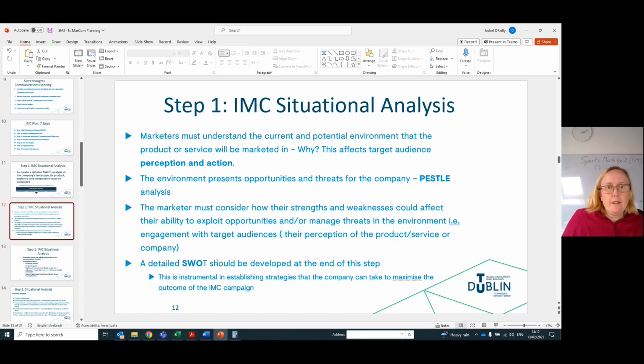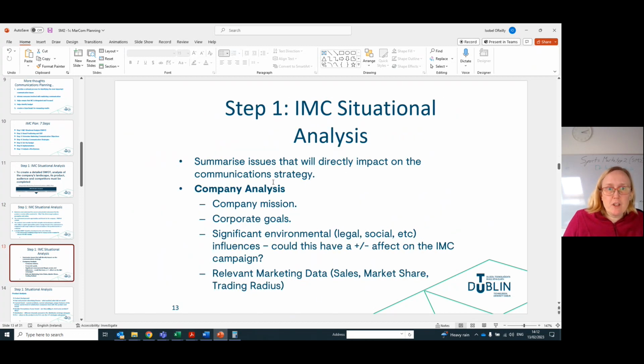So this is instrumental in establishing, so the SWOT is what we're talking about here, establishing strategies that the company can take to maximize the outcome of your IMC. So in your situational analysis, summarize issues that will directly impact on the comm strategy.